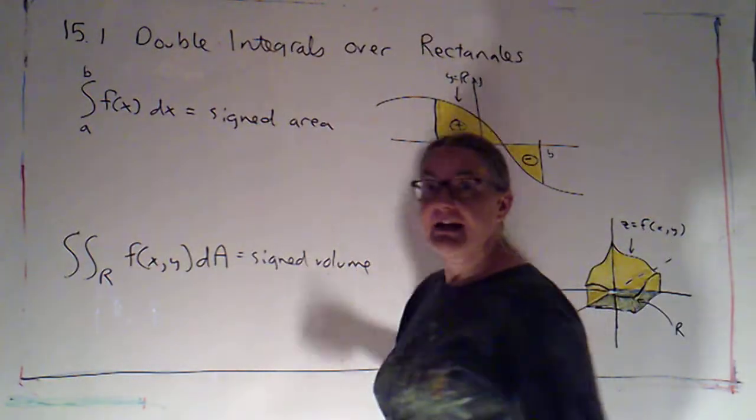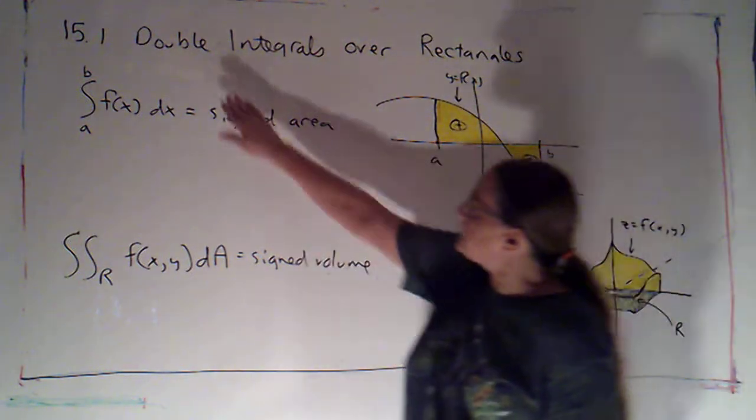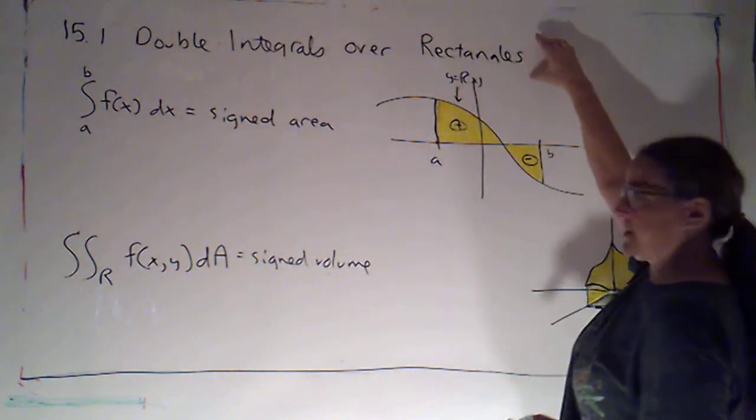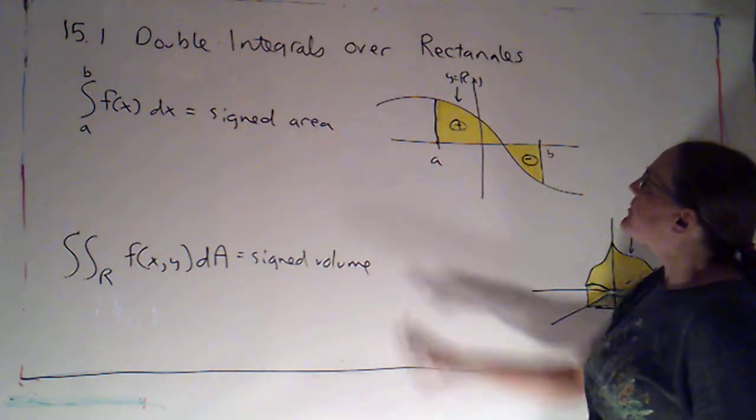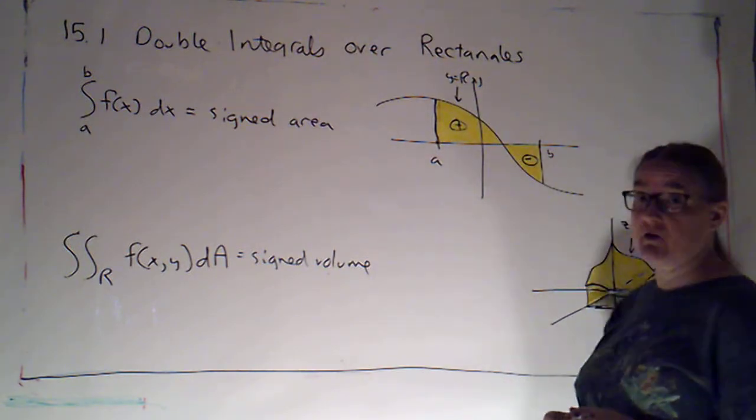Chapter 15 is going to be all about integrating these real valued functions of more than one variable. So in 15.1, we're starting with double integrals over rectangles. Okay. So at the top of the board here, I've reminded us what we mean by a single integral.